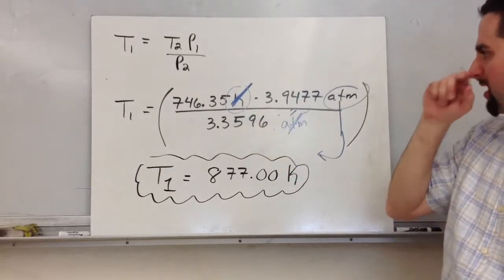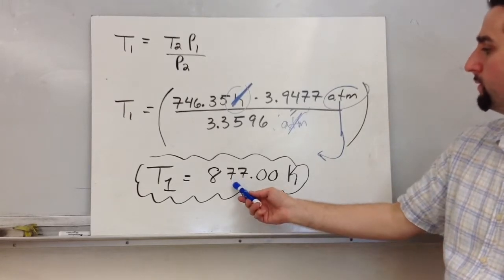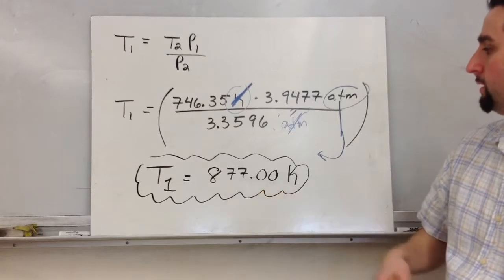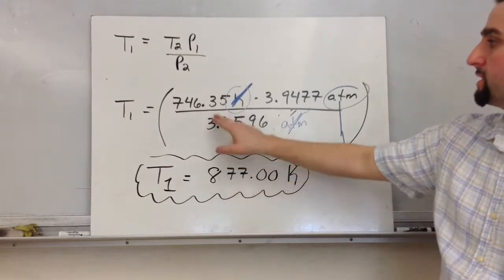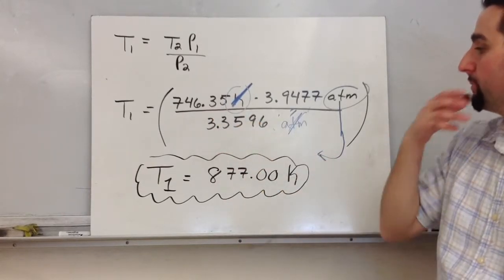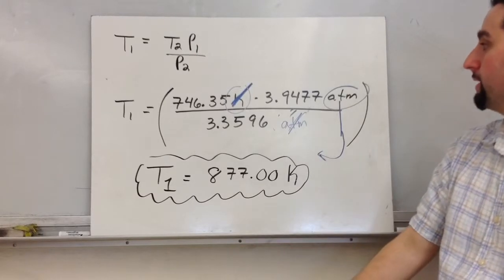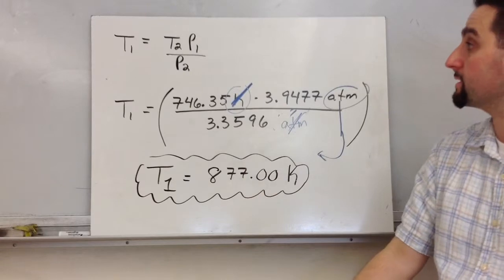And notice what happens here. If we look at this, our temperature went from 877 and it went down to 746. We also see the same thing happen to our pressures. We get a pressure drop as well. All right, so this is Gay-Lussac's law.